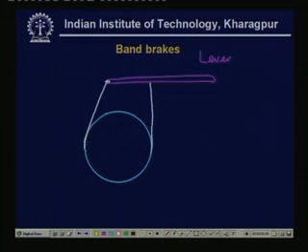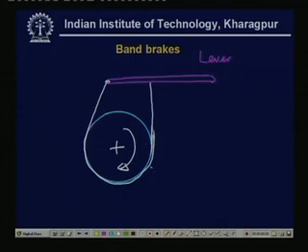This is the band which is wrapped around this drum. Suppose this is rotating along this direction, and we want to put a brake. Then we put a force such that this braking torque is applied. How to give this force? What is the direction of this force?